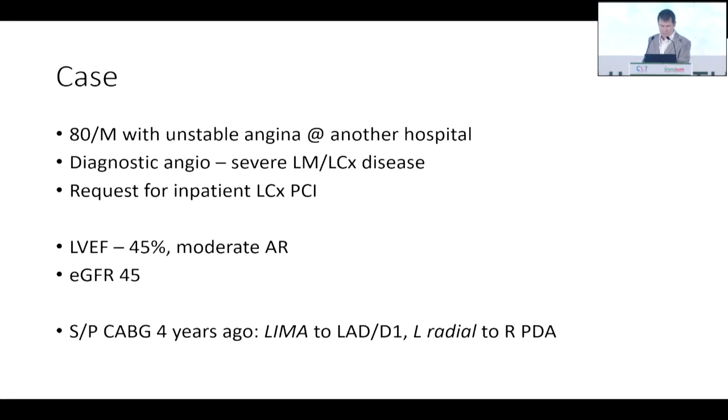Anyway, so this one. EF 45%, bad kidneys. 4 years ago, he had LIMA to LAD and diagonal and left radial to right PDA. Circumflex was not treated because ostial circ was only moderate.